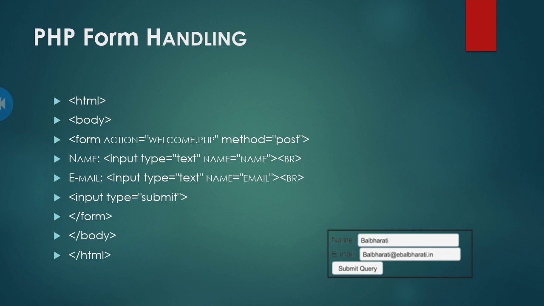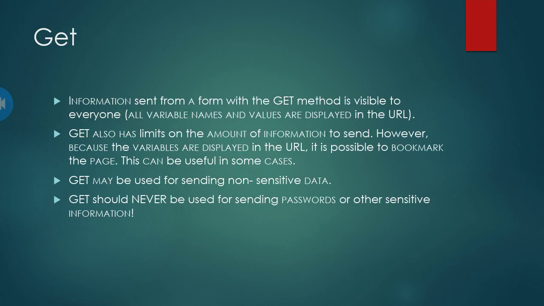Now there are two ways the information is submitted to the server by using forms in PHP. So there are two ways, get and post method. There is a difference between the get and post methods when information is stored on the server. So here we will study what the differences between get and post are.